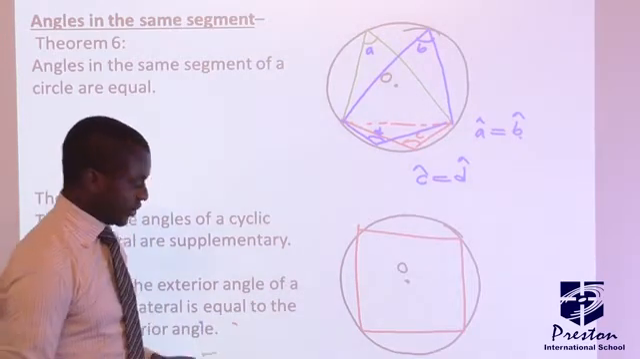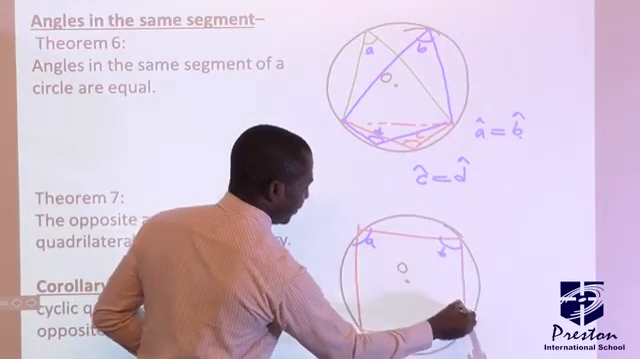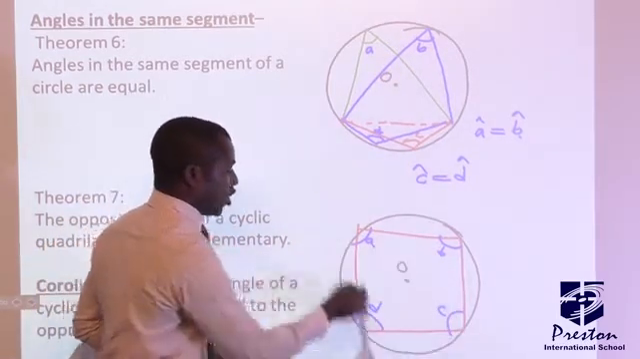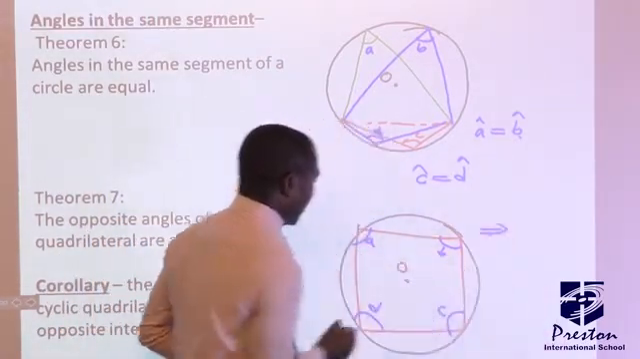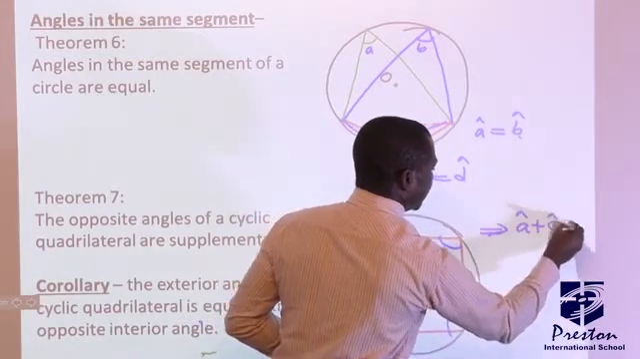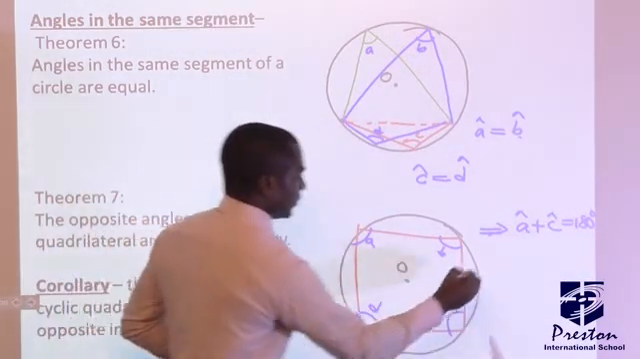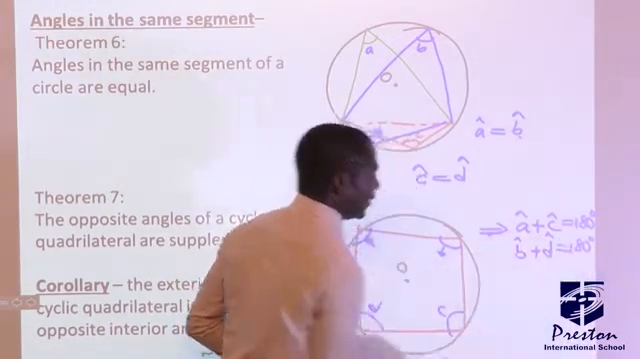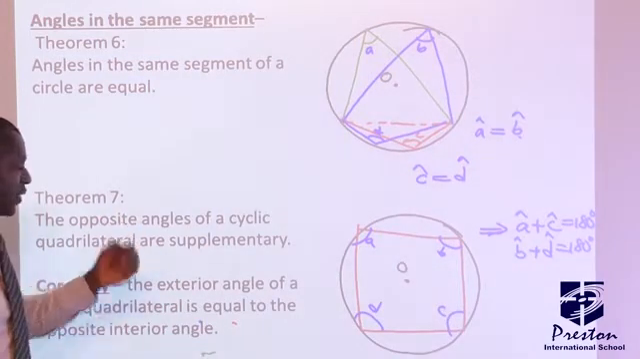What this theorem is telling us is that if you have, let's call this angle A, angle B, angle C, and angle D, as long as the four vertices of the quadrilateral are touching the circle, this implies that angle A plus angle C is equal to 180 degrees. Similarly, angle B plus angle D is equal to 180 degrees. That's what a cyclic quadrilateral is telling us about the angles.